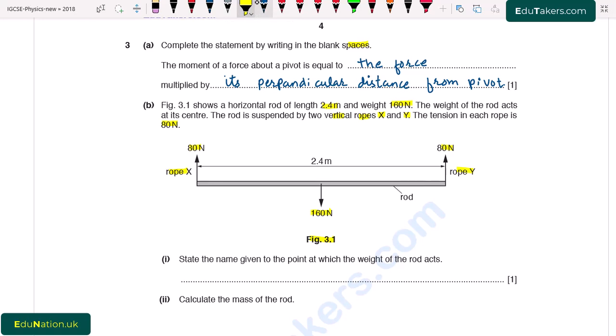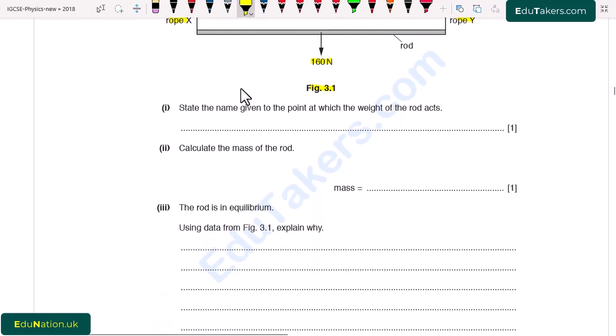Part 1. State the name given to the point at which the weight of the rod acts. So we have to take the name of this point at which the weight of this rod acts. So this point is basically the center of mass. Center of mass is a point at which all the weight of the body acts. So I write here it is center of mass.